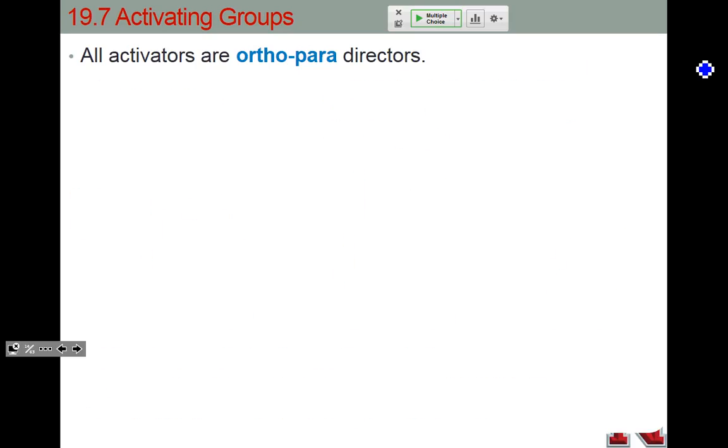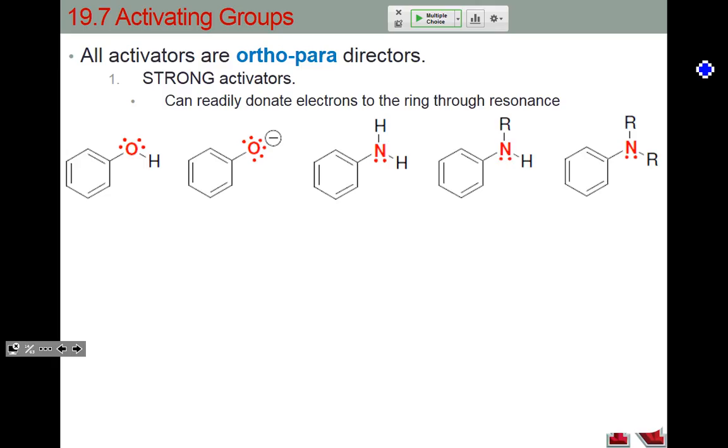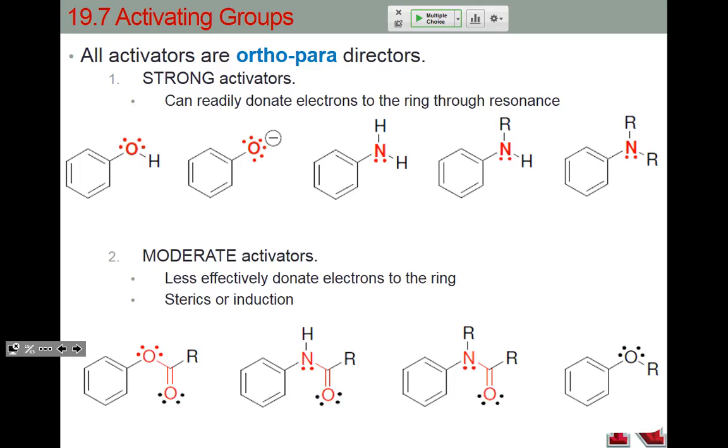So all activators are going to be ortho-para directors, so let's look at some. Strong activators are groups that have lone pairs directly next to the ring. I know nitrogen and oxygen are electronegative, but we have lone pairs directly next to the ring. So all of these would count as strong activators. They can readily donate electrons to the ring.